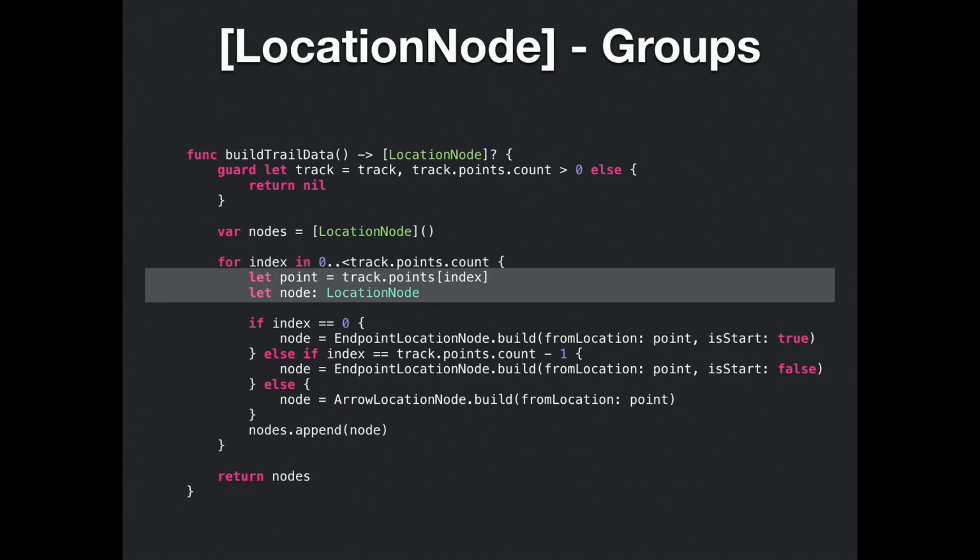So first, for convenience, we grab a reference to the current point just to work with, and then we're creating a placeholder, a let for this node. And then what we're going to do is go and take a look at the index and figure out what we're creating from there.